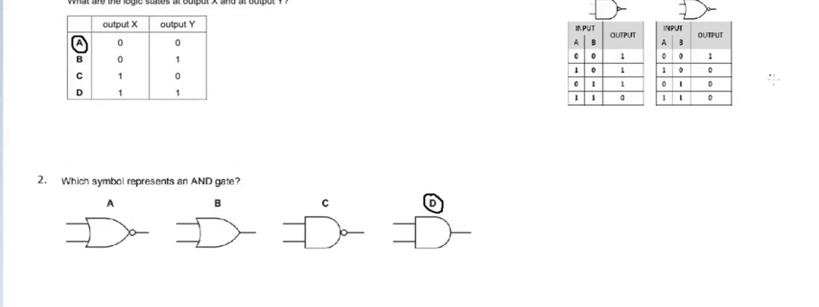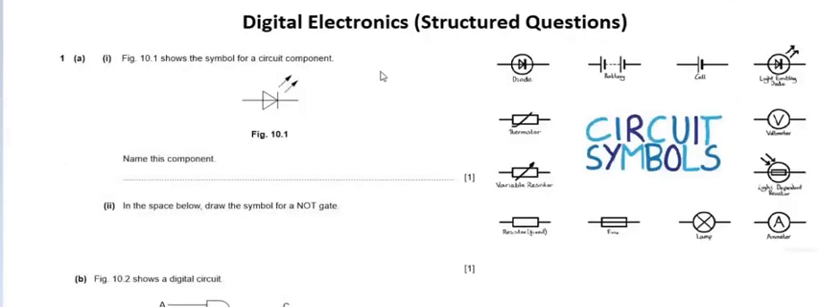Now we will see the structured problems for the digital electronics. Here you can read question number 1. Figure 10.1 shows the symbol for a circuit component and you have to name the component. So which component is this? Here you can see all these components we had seen in the electric circuit chapter, and I am going to attach them here for reference. So you can see over here, this is our answer.